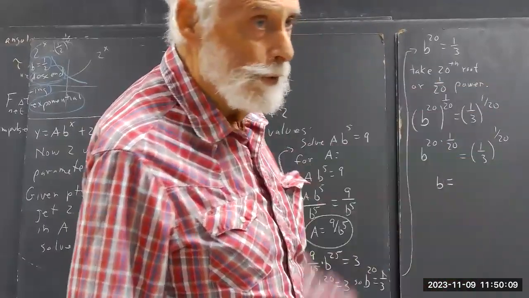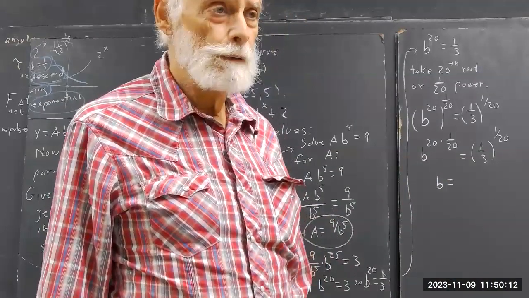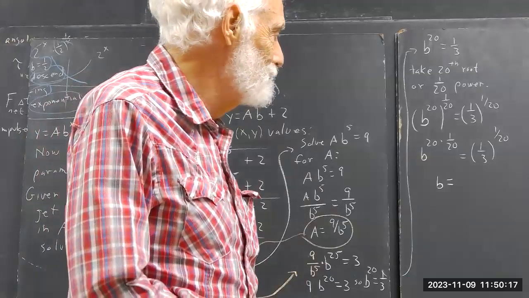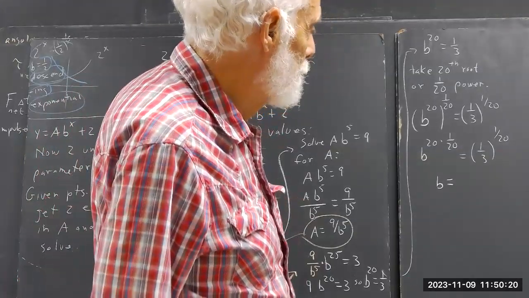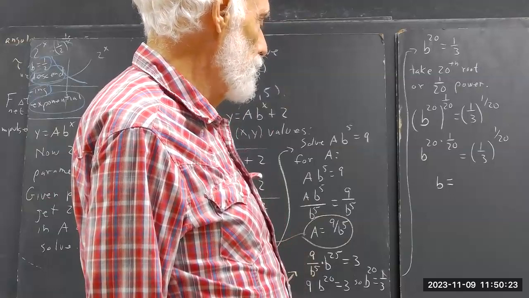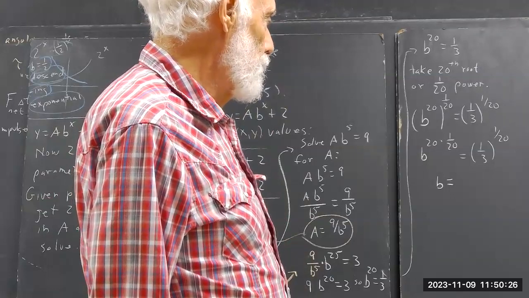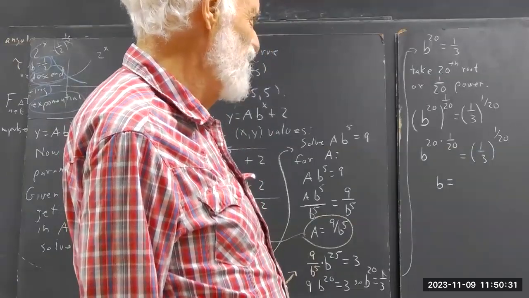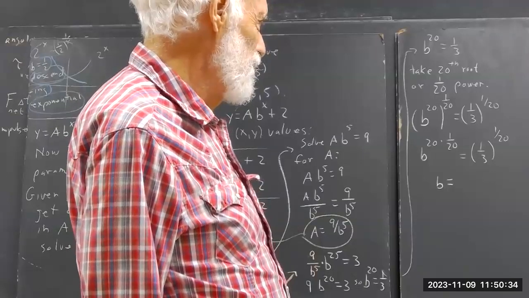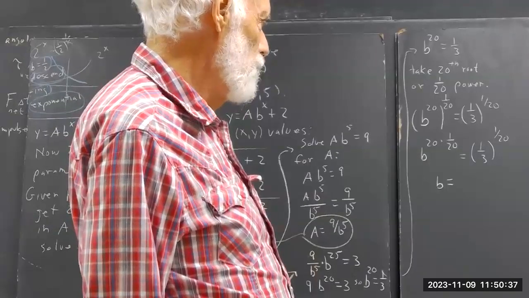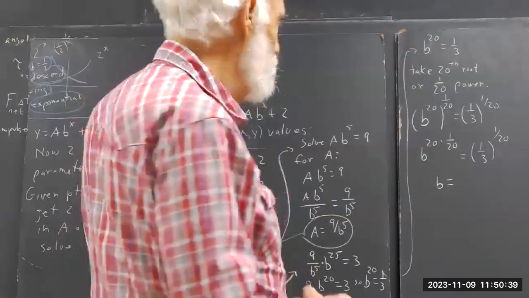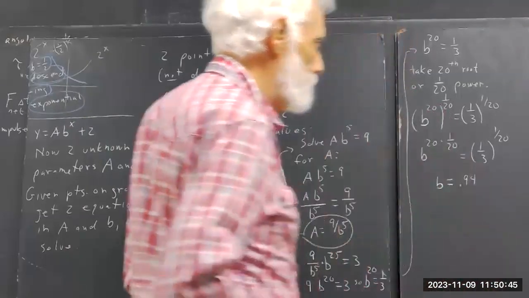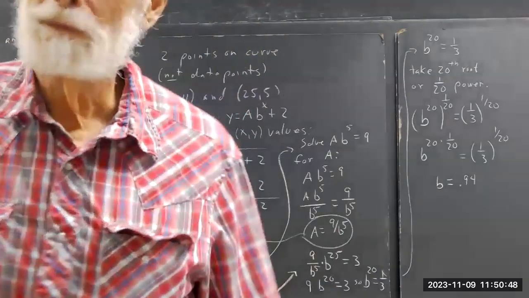Now to do 1/3 to the 1/20th, I know you can do that in your head, but don't think that hard. Go ahead and use your calculator. What is 1/3 to the 1/20th? Maybe getting like 0.94. My guess is 0.94, but I don't have a whole lot of... What'd you get?